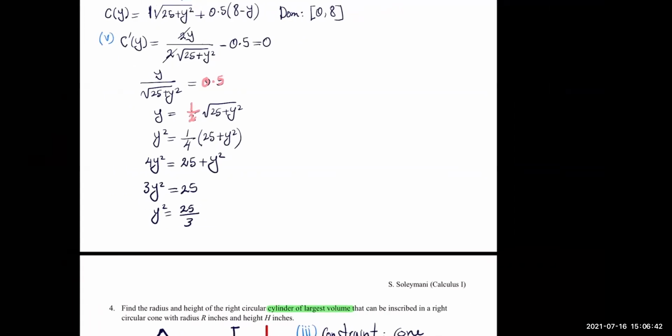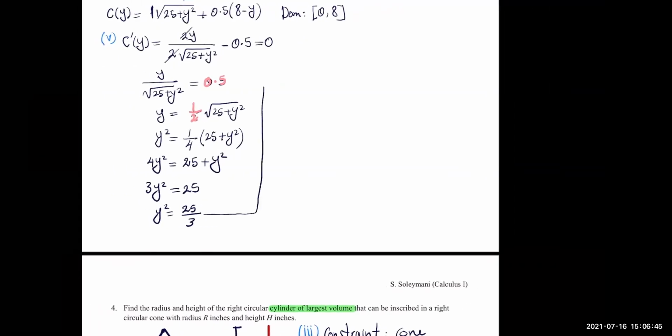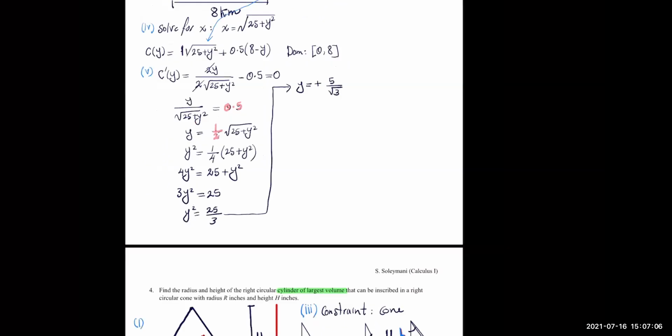Okay, so when you solve for the critical value, you get y equal to positive or negative 5 over root 3. Of course, we just killed the negative because we are looking at distance. Y can't be negative, so just get rid of that. This is the critical value. It's the only critical value.